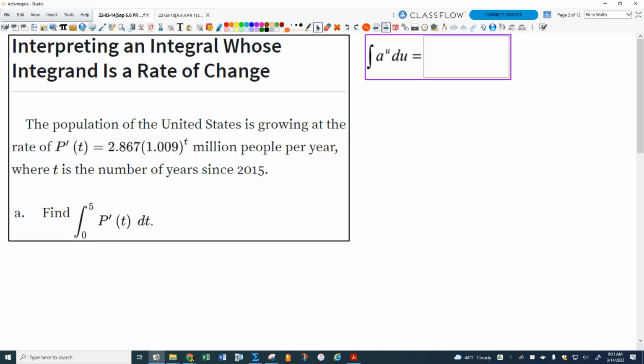Okay, so what about one like this? What if we want to do something like the population of the U.S. is growing at this rate? This is the modeled rate, where t is the number of years since 2015. Let's find this integral and then we'll interpret what it means.